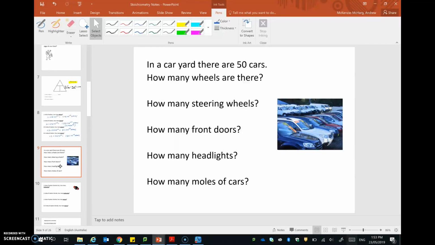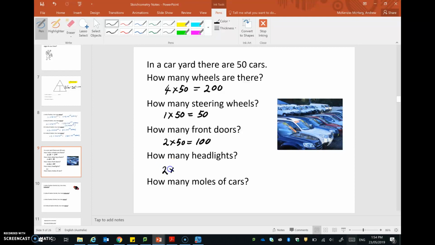Okay, so 50 cars in a car yard. How many wheels are there? Not counting the steering wheel, of course. 4 wheels per car by 50 cars gives us 200 wheels. How many steering wheels? Well, each car has 1 steering wheel, so there are 50 steering wheels. How many front doors? Well, each car has 2 front doors, so there are 100 front doors. How many headlights? Same as above.